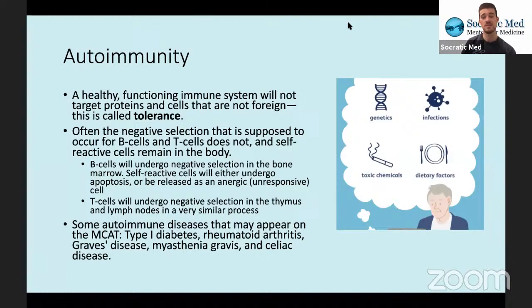Some autoimmune diseases that may appear on the MCAT are type 1 diabetes, rheumatoid arthritis, Graves' disease, myasthenia gravis, and celiac disease. So if you're interested in those, you can definitely look them up on your own time. Type 1 diabetes is usually the one I think that comes up the most. And then you'll see other really rare diseases that'll come up. Like I've seen vitiligo on some of my studies, which is that autoimmune pigment disorder. But yeah, they're all pretty interesting, honestly.